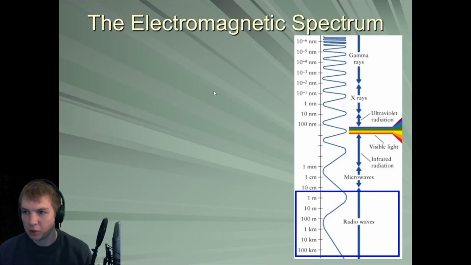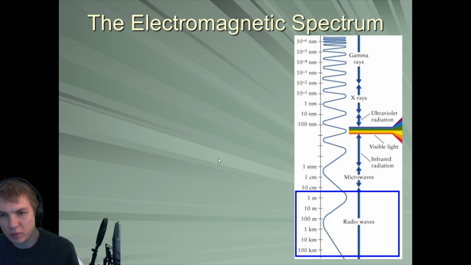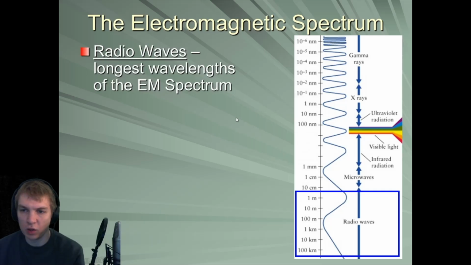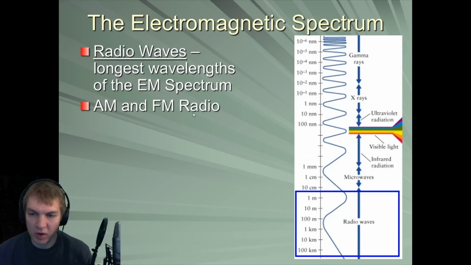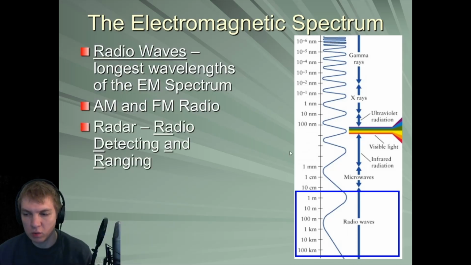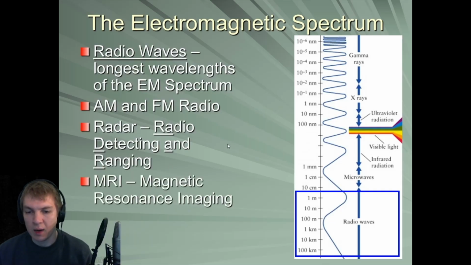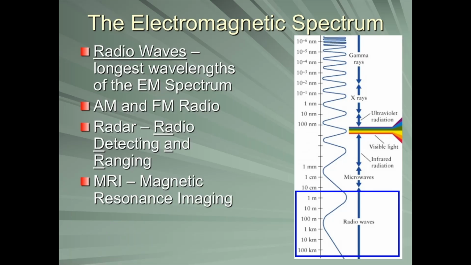All right, so for the electromagnetic spectrum, what we're going to do is just discuss each single type of wave and what their purpose is, and more properties about that. So radio waves, like I mentioned before, are the longest wavelengths of the electromagnetic spectrum. We use them for AM and FM radio communications, and we also use radio waves for radar. Radar is actually an acronym, it stands for radio detecting and ranging. And we use it for MRI, so magnetic resonance imaging. So MRIs use radio waves.